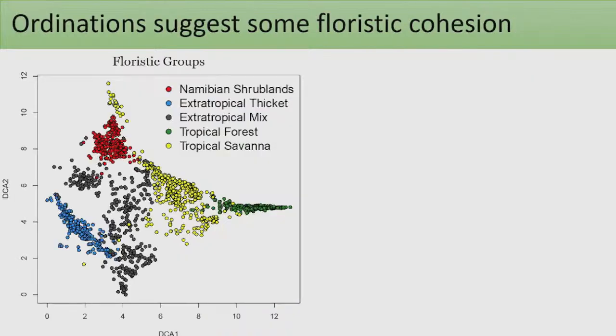So you can use other approaches like ordinations. Clustering does have its issues. And so these are the floristic groups on the first 2 axes of a detrended correspondence analysis. And we see that even in this ordination, those groups are pretty coherent, at least on the first 2 dimensions. And there's this clear line between the tropical vegetation, the tropical savannas and forests, and the extratropical or subtropical vegetation over here.